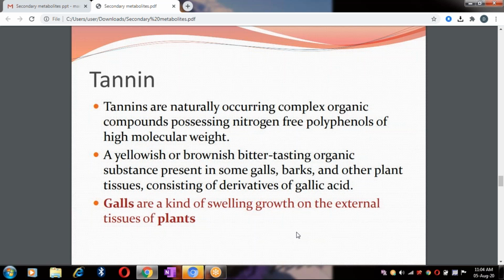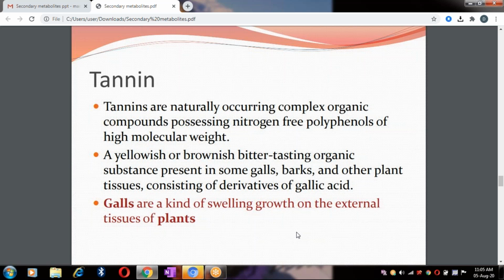Commercially, tannins are used in the leather industry, where the hides, that is skin of animals, are treated with tannins to prevent putrefaction. Putrefaction is the spoilage of leather, that is skin of animals. Leather goods, if you don't treat them with anything, will spoil easily. So whatever you have, the purses, belts, etc., why do they have so much stability? Because they are treated with tannin. It will prevent putrefaction.